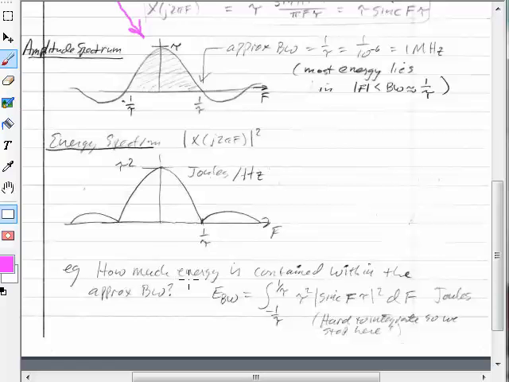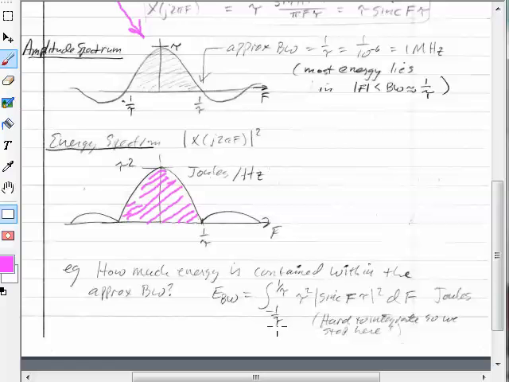And finally, I have a little note. We can answer questions now. Finally, how much energy is contained within the approximate bandwidth? If I asked you how much energy is in any bandwidth, you just have to integrate the energy density spectrum over that range. In this case, how much energy is contained in the approximate bandwidth? We have to tally up both the positive and negative frequencies. They both come together to build up this rectangular pulse.